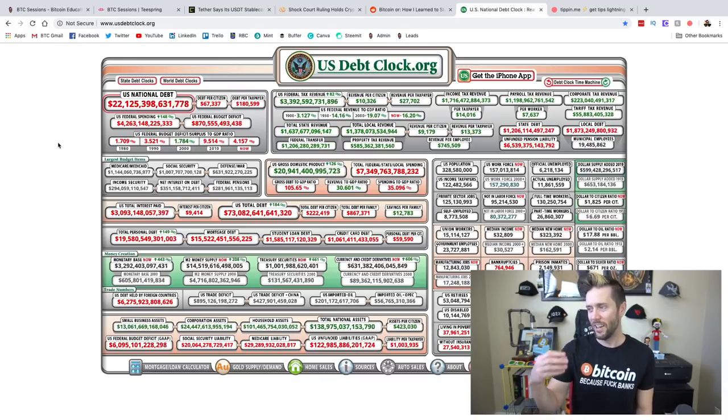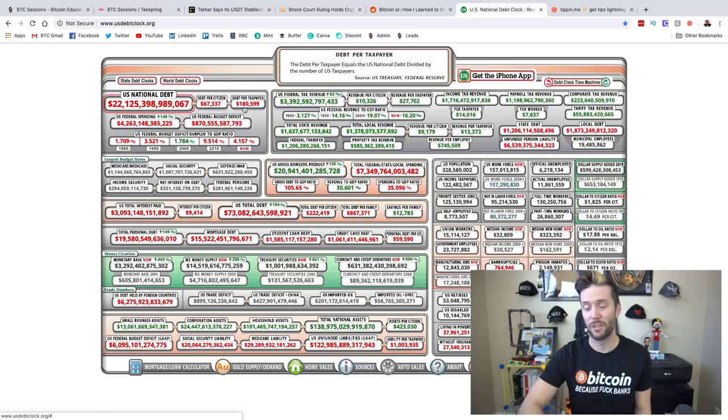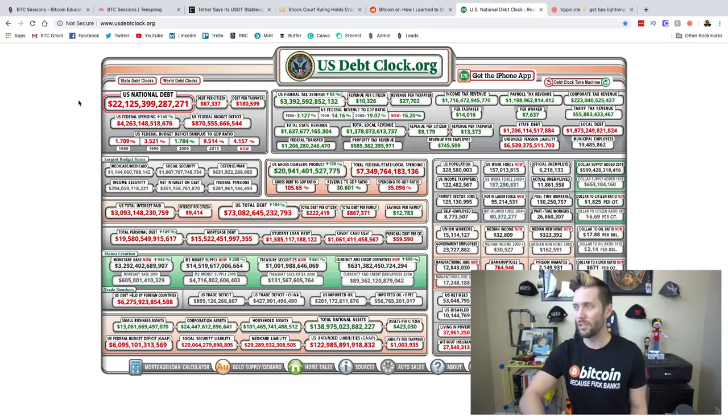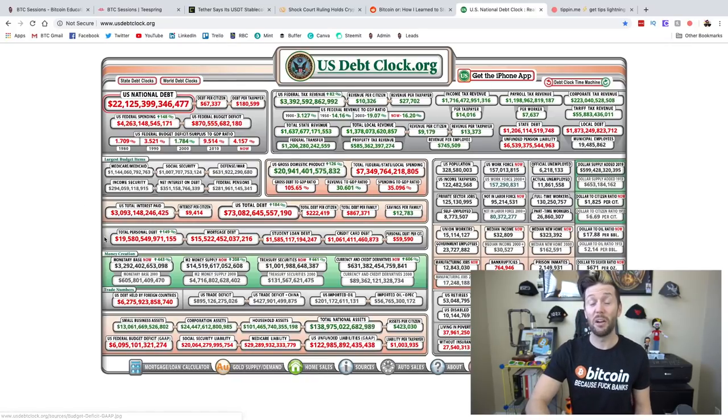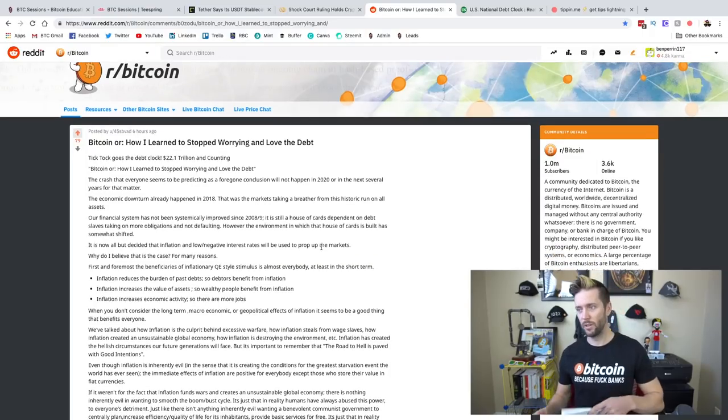debtclock.org website, and it gives all kinds of crazy statistics. So per citizen in the U.S., everybody, regardless of anything, owes essentially $67,000. The debt per taxpayer, just the taxpaying citizens, essentially owe about $180,000 each. And it shows live tickers of federal spending and deficit spending and all these other interesting metrics there that are eye-opening and scary. But what is said in this post on Reddit here?